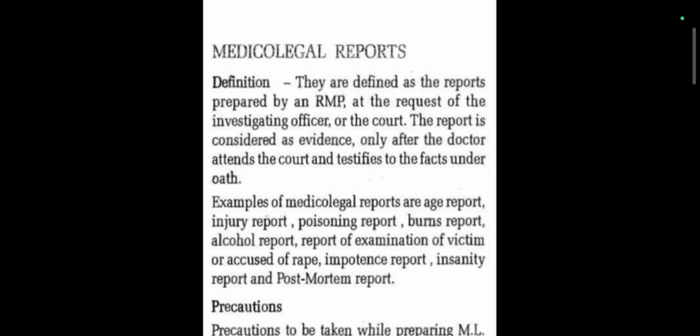They are defined as the reports prepared by an RMP at the request of the investigating officer or the court. Remember the thing, it is a medical legal report. It is not a medical certificate that anyone will come and ask. No, it is medical legal. That means the court and the investigating officer would come into the role.